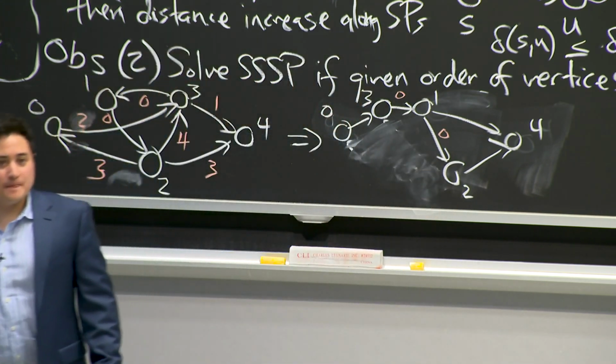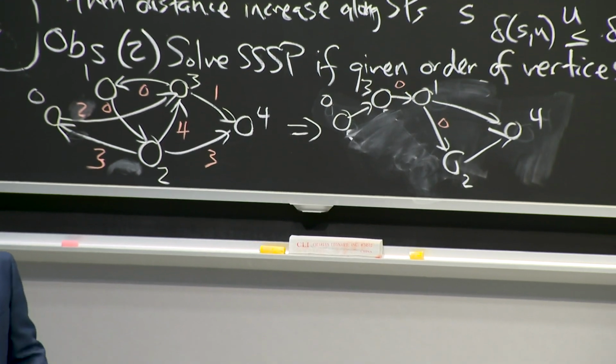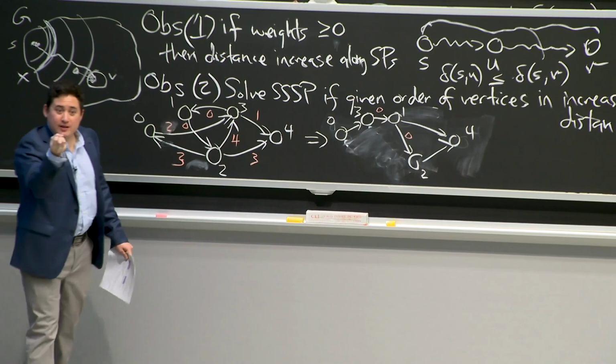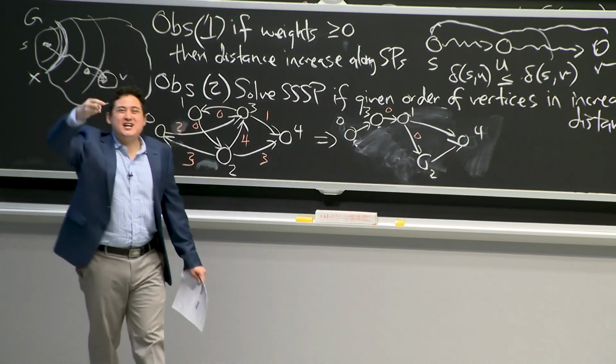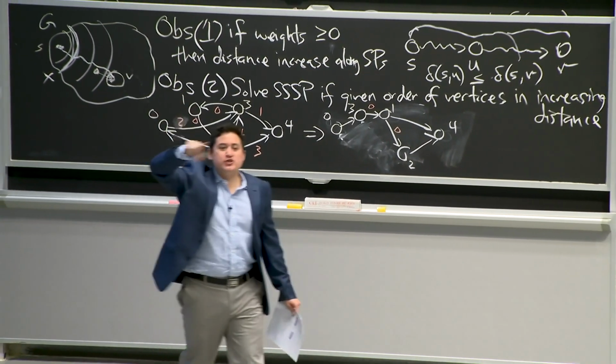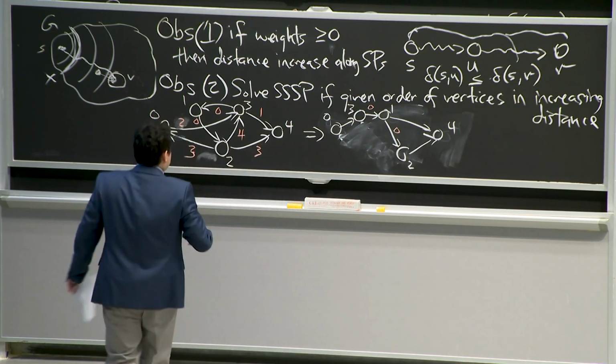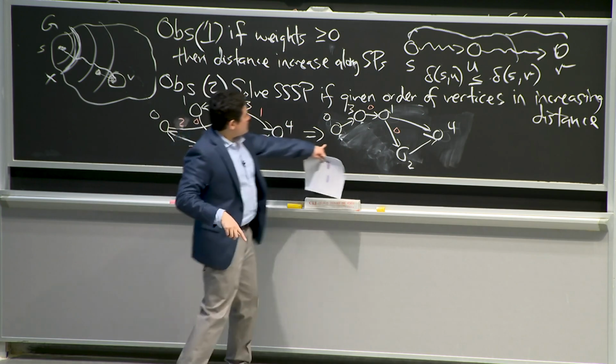What do I do if there's a zero-weight cycle? If there's a zero-weight cycle, I can just coalesce them all together down to a single vertex, because if I reach one of them, I can reach all of them. Okay? You're computing a topological ordering. Exactly. I'm computing a topological ordering.